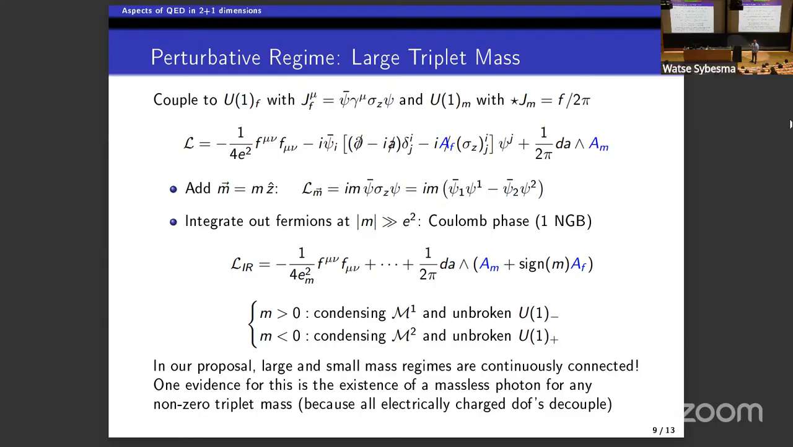Of course, we cannot prove exactly that these regimes are continuously connected, but what we can prove is that at least for any mass, there is a photon in the theory. So this is a piece of evidence that it is reasonable to think that the large and small mass regimes are connected.